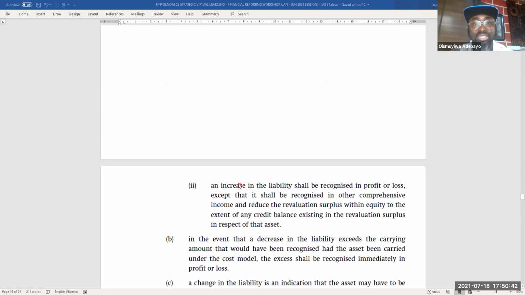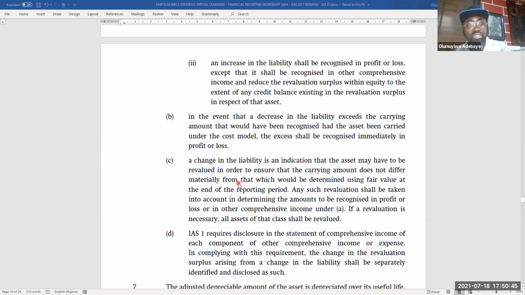Now, the other aspect is this. What if there's an increase in liability? What I just explained is a decrease in that provision. What if there's an increase in provision? That increase in provision means that provision of 10 million is now 12 million. The one I explained earlier was provision of 10 million becoming 8 million. But in this one now, provision of 10 million is becoming 12 million. The 2 million increase shall be recognized in profit or loss, straightforward, except that it shall be recognized in other comprehensive income and reduce your revaluation surplus within the equity to the extent that any credit balance exists in revaluation surplus in respect of that asset.